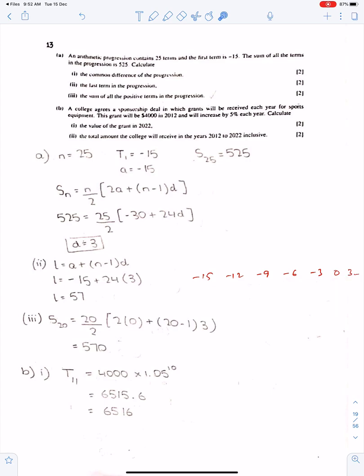Part B: a college agrees a sponsorship deal in which grants will be increased each year for sports equipment. This grant will be 4,000 in 2012 and will increase by 5% each year. This is the GP model. Calculate the value of the grant in 2022. This is the specific year. You need the amount in 2022, a specific term.